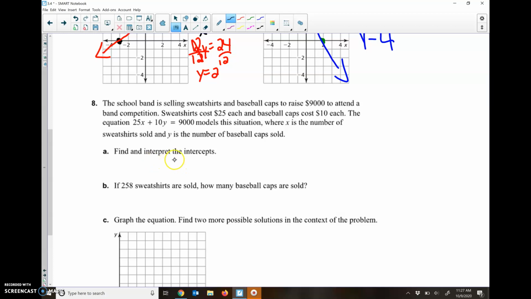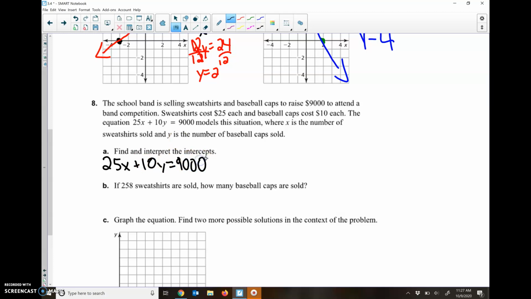All right, so let's find the intercepts. So let's find the maximum number of sweatshirts that were sold and the maximum number of baseball caps that were sold. And we know the answer is probably somewhere in the middle. You probably didn't all sell all baseball caps or all sweatshirts. You probably sold a mixture of both. So if I have 25x plus 10y equals 9,000.